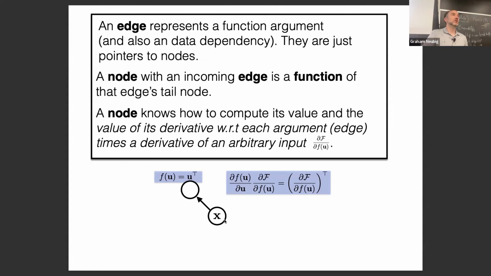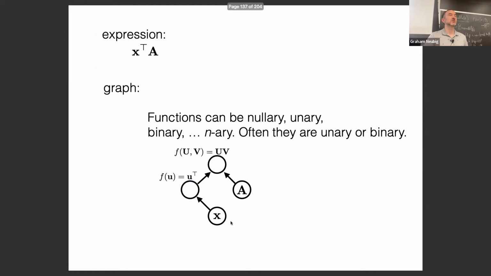Every node knows how to compute its value. So it has a function that you can compute, like U transpose. And then you could also calculate the argument or the edge value times the derivative of an arbitrary input. So that's useful for backpropagation, which I'm going to get to in a second.